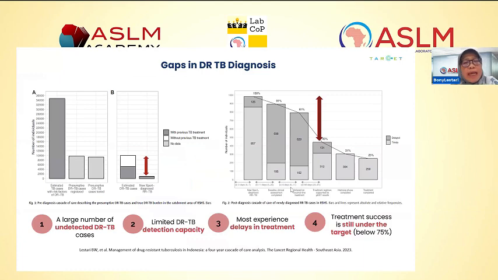And we also identified some of the gaps. So this is from my study at my hospital. We learned that a large number of drug-resistant TB cases remain undetected. And we also have limited drug-resistant TB detection capacity because of its complexity. And the third is, once the patient is diagnosed, it's not that easy to get treatment. So most of them experience delays in treatment initiation. And lastly, they also had a poor treatment outcome. Mostly currently we have below 75%.